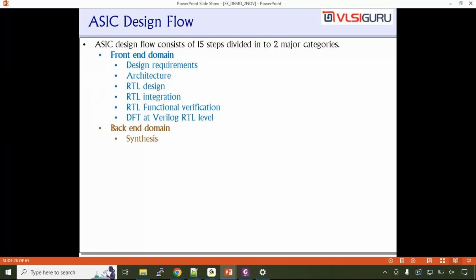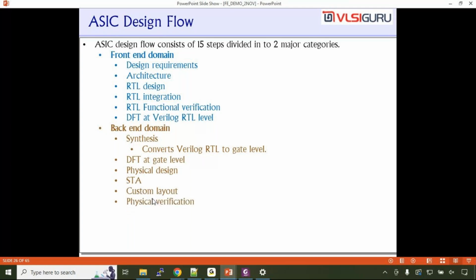Backend domain. It starts with an important step called synthesis. Can someone tell me what exactly is synthesis? Synthesis is the process of converting RTL code to the gate level. Then DFT at the gate level. See, DFT is done at the Verilog RTL level also, gate level also. Then we do physical design, static timing analysis, custom layout, physical verification.